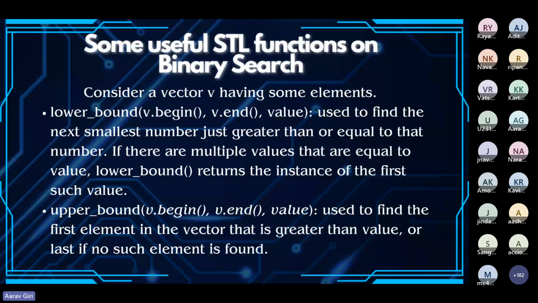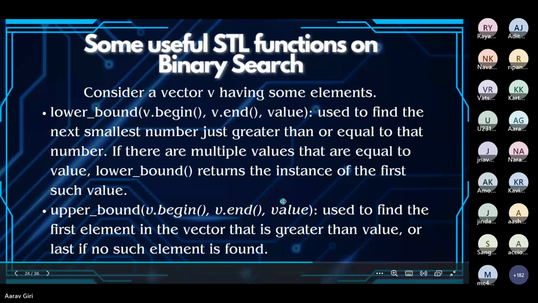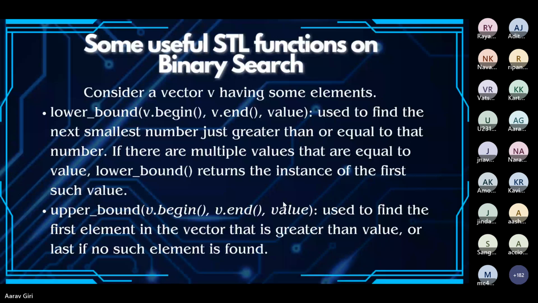But upper bound returns the first instance of an element that is greater than the value that we have put over here. Can you see this value? It will return the first instance. All right. How do we access that? I will just show an example.